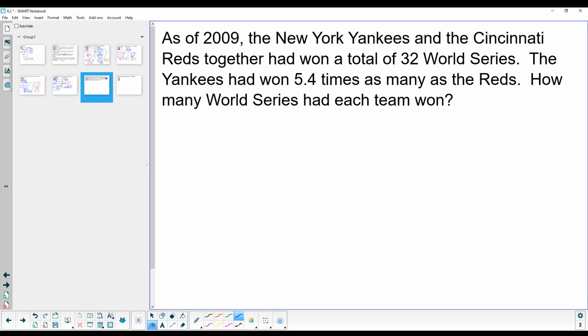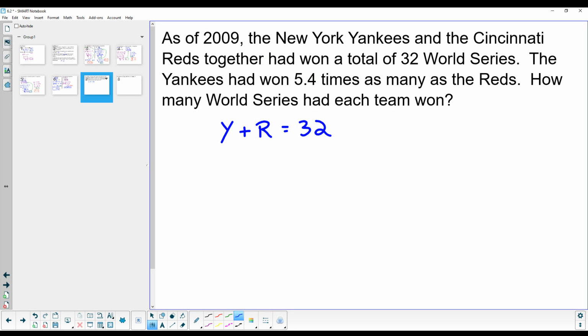So the Yankees and the Reds together had a total of 32 World Series. We need to write an equation for that. So the Yankees plus the Reds, if I add all of their titles together, it's 32 total. If I take all the Yankees trophies and all the Reds and add them together, it's going to be 32.